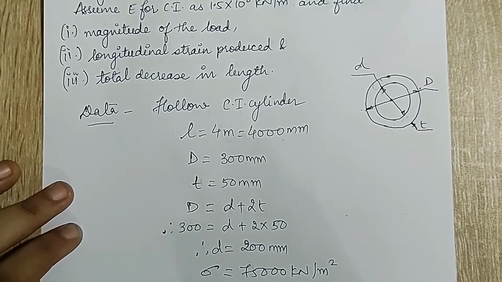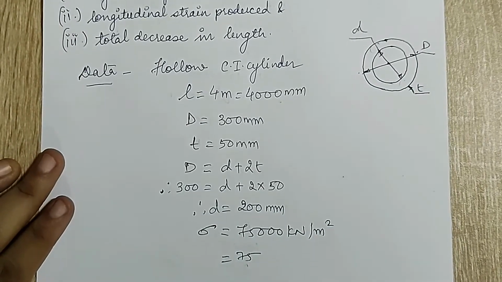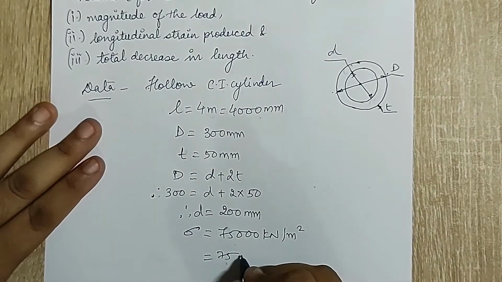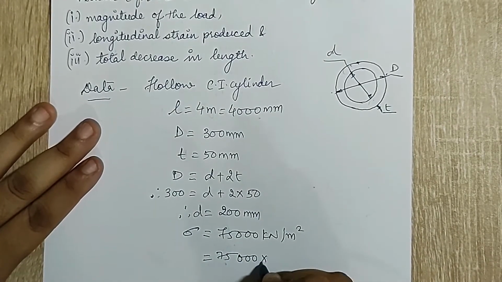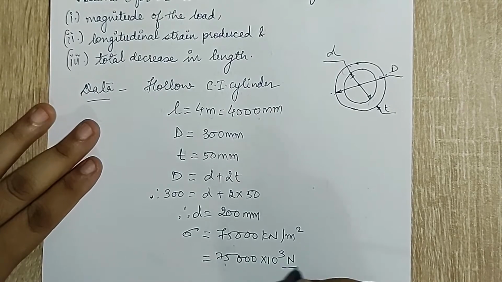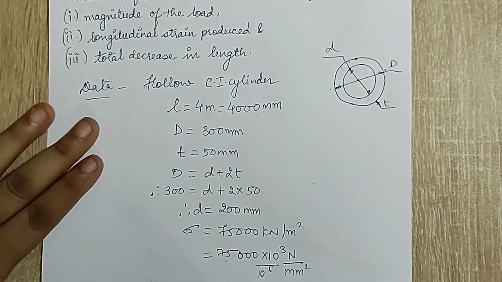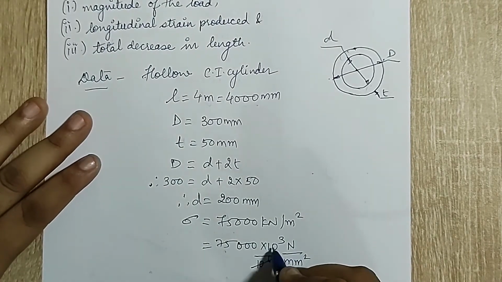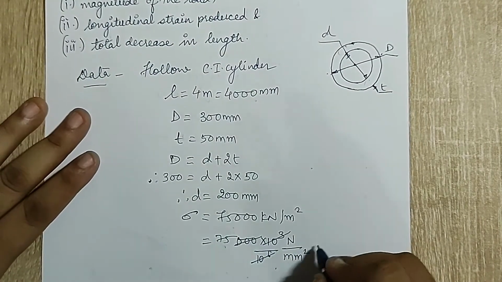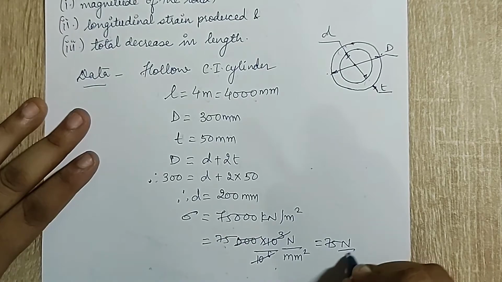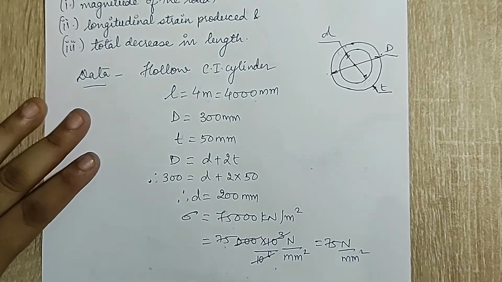This will again get converted into Newton and mm square format. So I will write 75,000 into 10 raised to 3 Newton divided by mm square, and here it will be 10 raised to 6. So 10 raised to 6 gets completely cancelled over here. So what remains is 75 Newton per mm square.